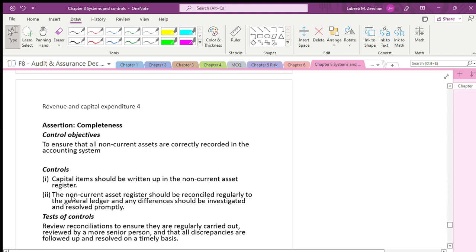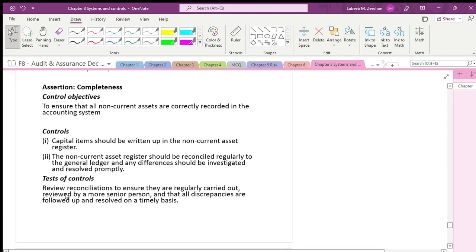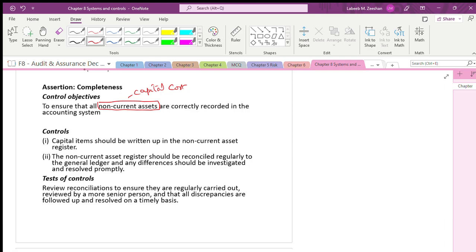What is the second one? It's completeness. When we are talking in terms of capital cost, by nature it has to be identified under the category of what? Non-current assets. We are talking in terms of a capital cost asset, and we have to ensure that the capital cost has been recorded in the non-current assets or not. That's the control, that is the completeness.